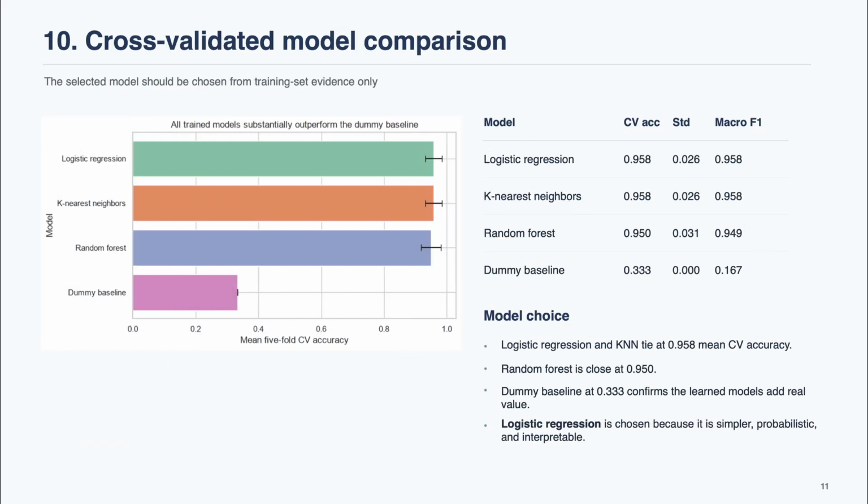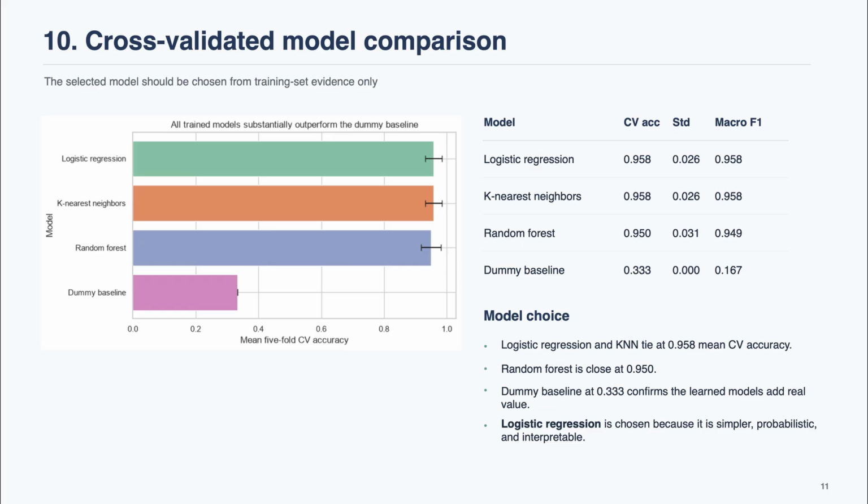Now we have the cross-validation results. Logistic regression and k-nearest neighbors both achieve a mean cross-validated accuracy of 0.958, with a macro F1 score of 0.958. Random forest is very close, with a mean accuracy of 0.950. The dummy baseline performs much worse, with an accuracy of 0.333. This confirms that the trained models are learning real patterns from the features.